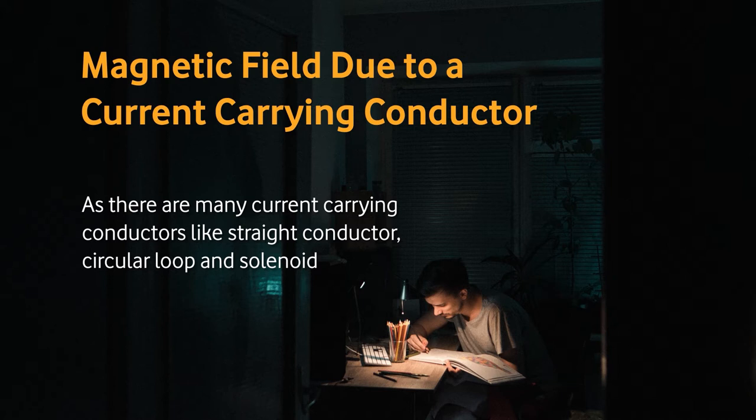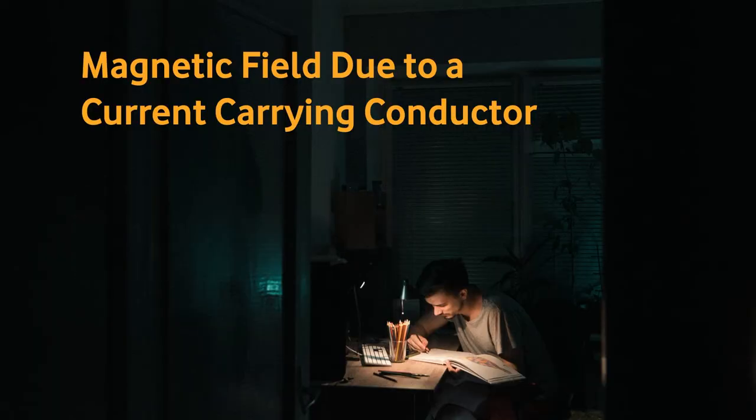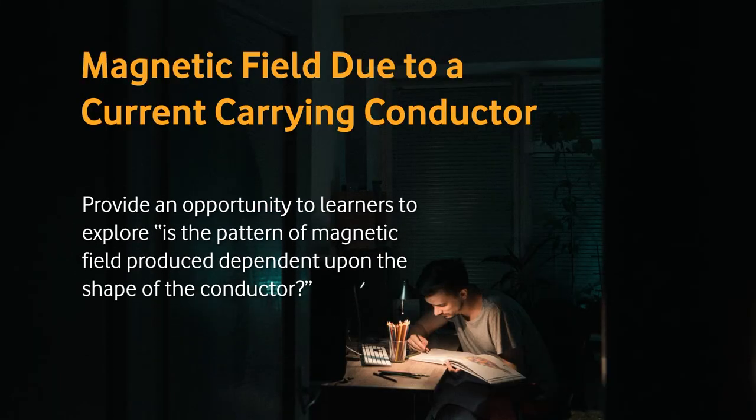Your student may ask whether all current carrying conductors behave in the same way, whether the magnetic field and magnetic field lines are similar for each kind of current carrying conductor. Your answer should be, you observe yourself. You give them the opportunity to explore whether the pattern of the magnetic field produced depends upon the shape of the conductor or not.